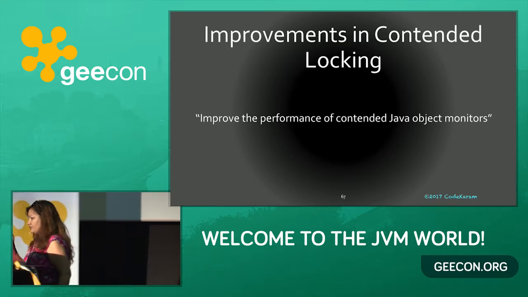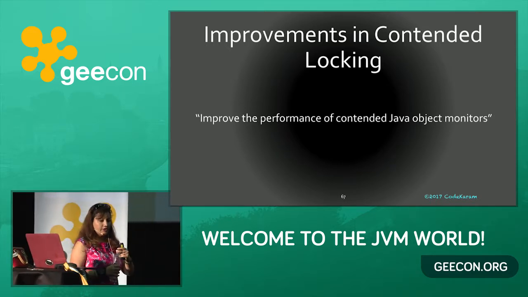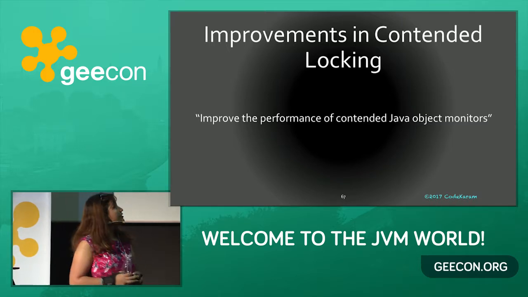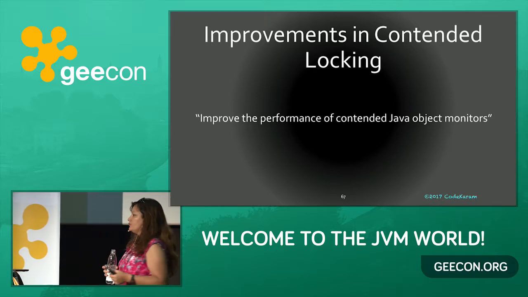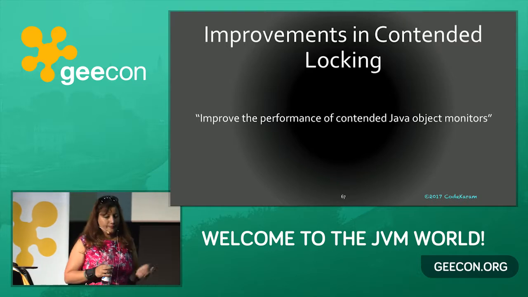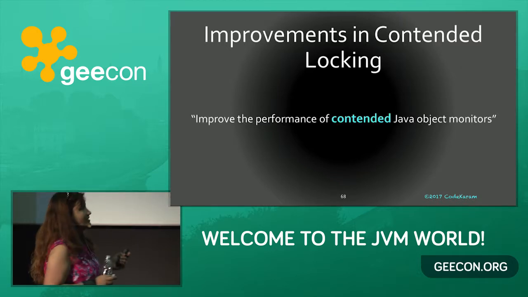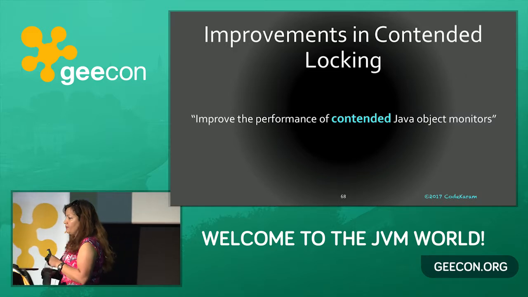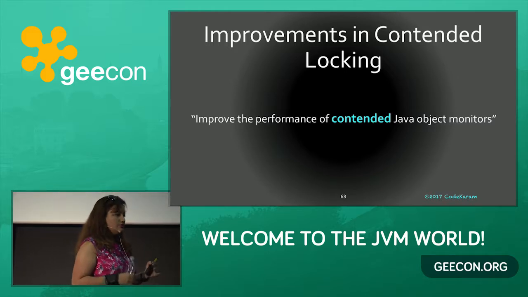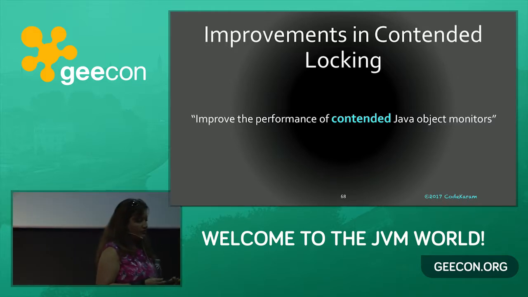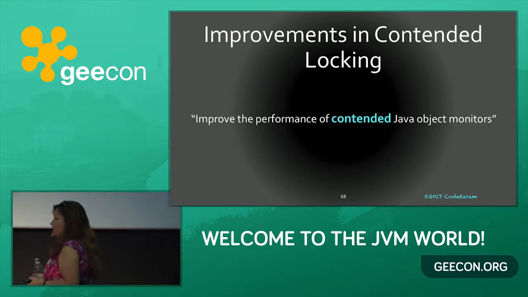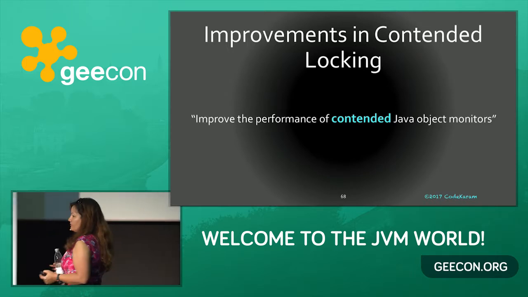So for this particular thing, I chose something from OpenJDK 9, Java 9, which is called improvements in contended locking. So that's the problem statement. Improve the performance of contended Java object monitors. What's important here is the word contended. Because as you may know, prior to Java 9, there are lots of optimizations, especially one known as biased locking, that went in for uncontended locks. So whenever you have uncontended locks, you can use an optimization called biased locking. But we are specifically talking about contended locks.